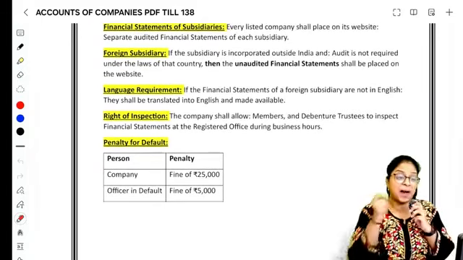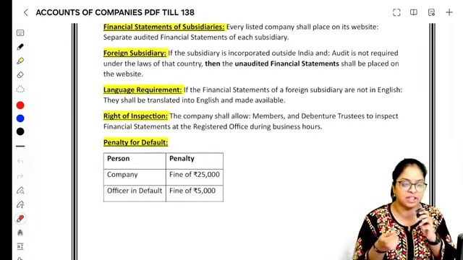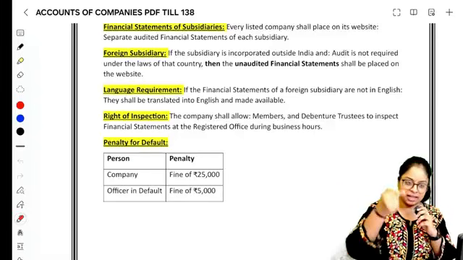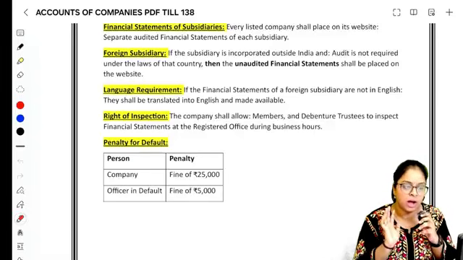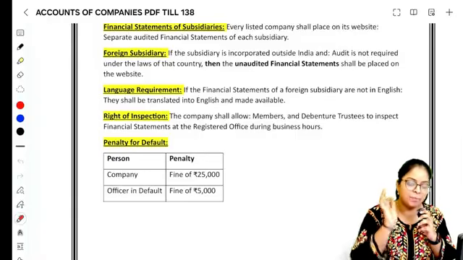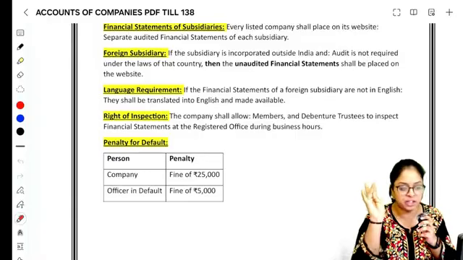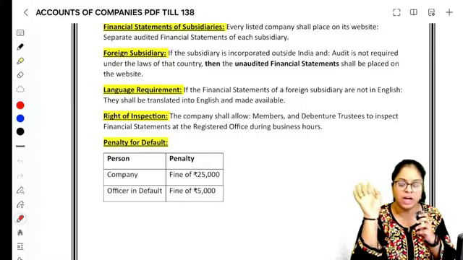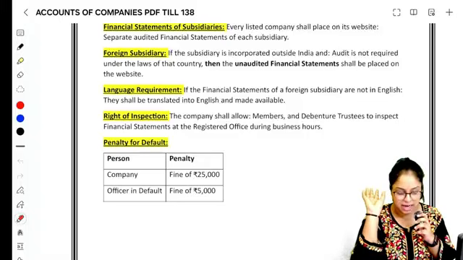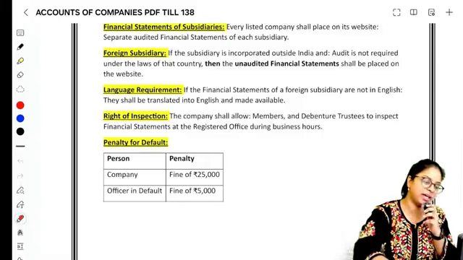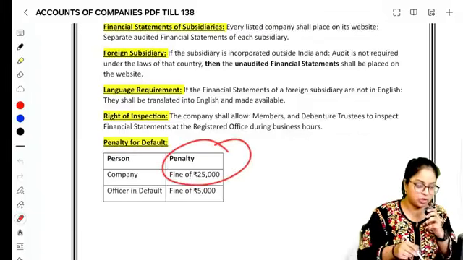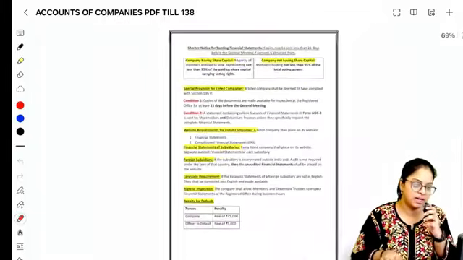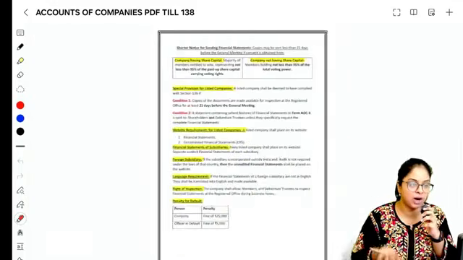ஸ்பெயின்ல வந்து நான் ஸ்பானிஷ்ல தான் ஃபினான்ஷியல் ஸ்டேட்மெண்ட்ஸ் ப்ரிப்பேர்ட் பண்ணிருக்கேன், அப்படியே அப்லோட் பண்ணிட்டா அதை யாரால படிக்க முடியும்? Convert it, translate it to English and then you will have to upload it. And the company will allow the members and the debenture trustee to inspect the financial statement in the registered office of the company during the business hours. And in the section நீங்க கான்ட்ரிபியூட் பண்ணீங்கன்னா கம்பெனிக்கு ஃபைன் ஆஃப் 25,000 rupees and officer in default க்கு rupees 5,000. Right? So this is your entire section number 136.